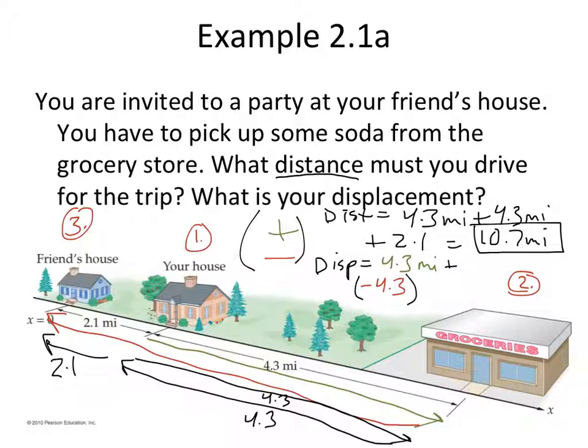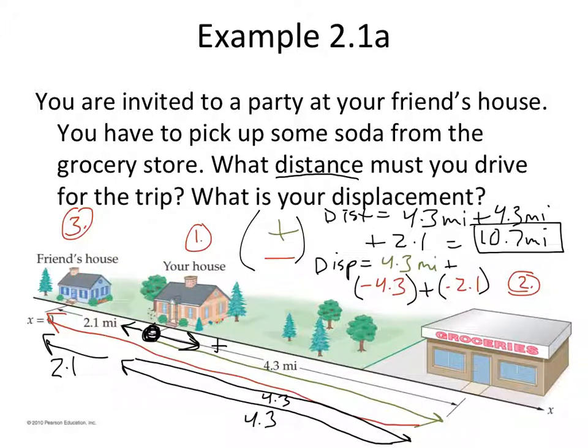Close the parentheses right here. Plus negative 2.1 miles in the minus direction. So again, if we call this location right here 0, and that's positive, and that's negative, well, look, you're going to wind up eventually in a negative direction because you're going negative from your house to your friend's house.